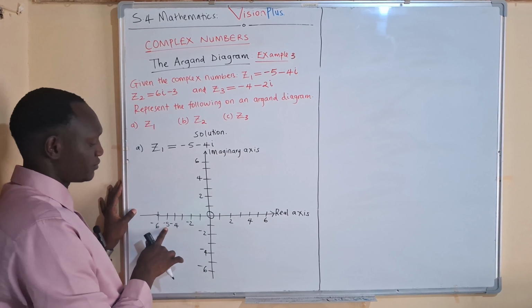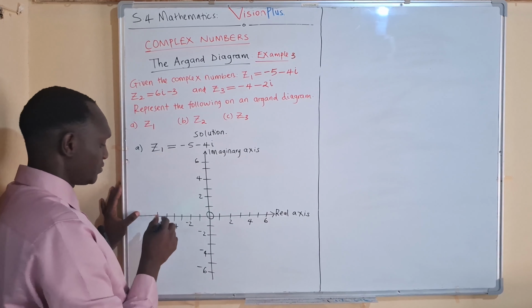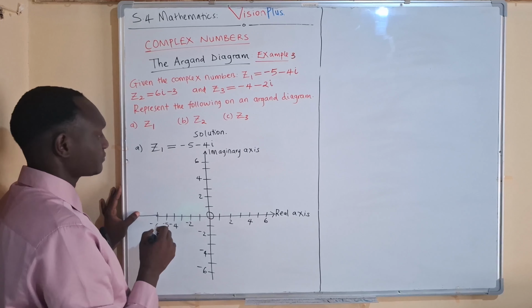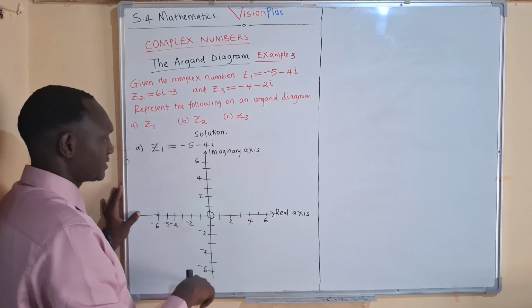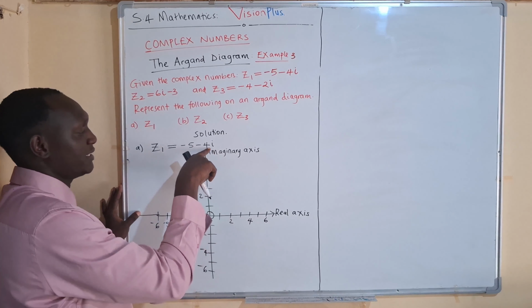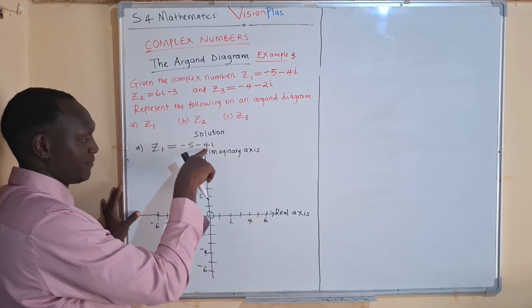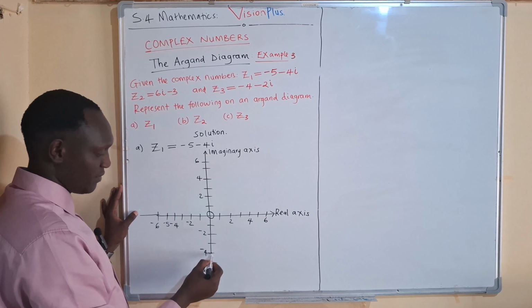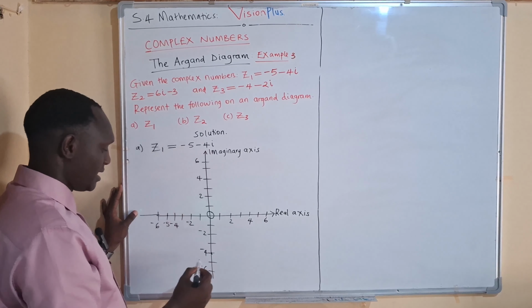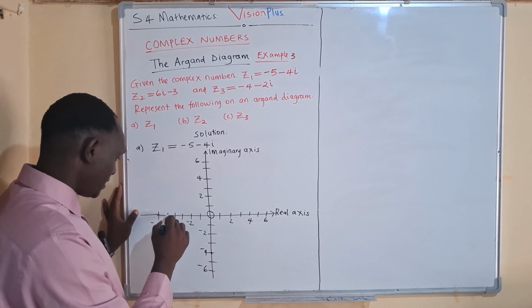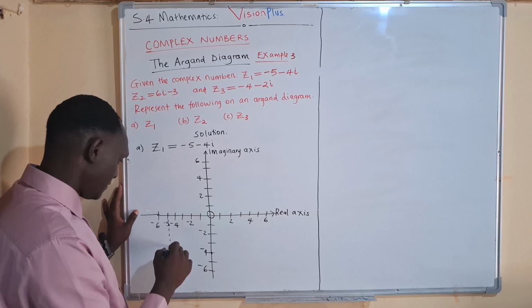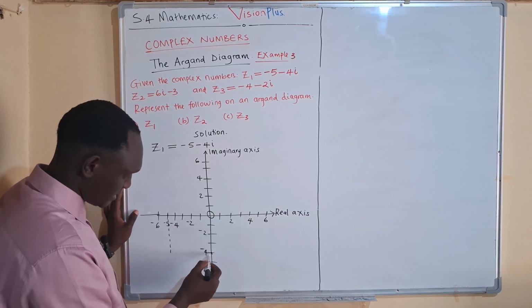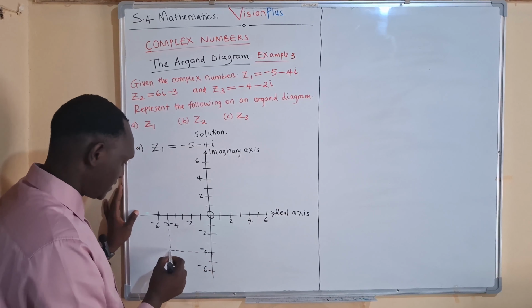I didn't want to congest my work a lot. So this is negative 5. And then on the vertical axis, let us look for negative 4. This is the imaginary part, negative 4. So negative 4 will be down here, which is here, negative 4 on the imaginary axis. Now let us look for where negative 5 here will intersect with this negative 4. It is somewhere here.